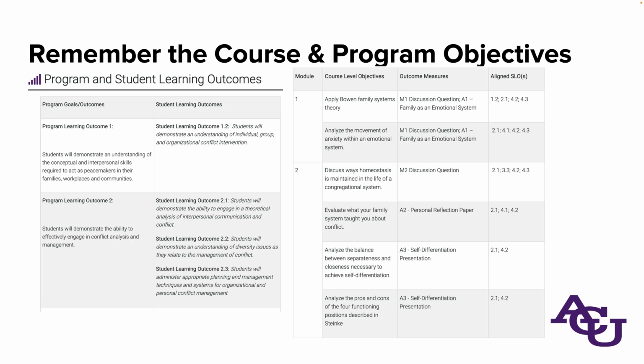Now, we were talking about the course textbook, the readings for this assignment, and I will point out that for Module 2, one of the course level objectives is to be able to analyze the pros and cons of the 4 functioning positions described in Steinke. So that might be something that comes up in your conclusion, where you are looking at, okay, so where am I amidst those positions? Where are my thoughts? What do I want? Etc.